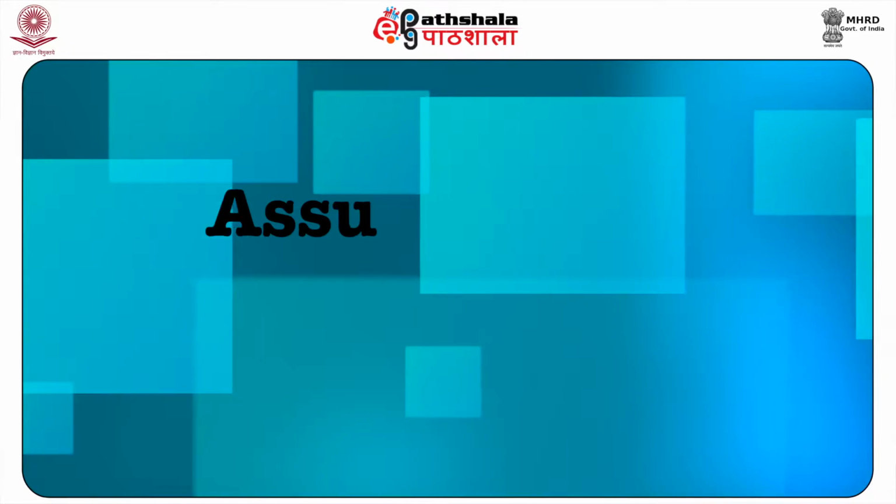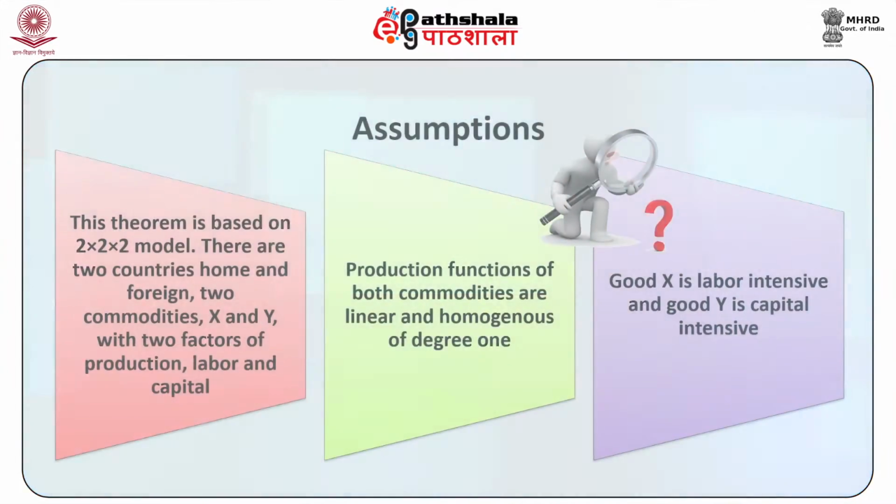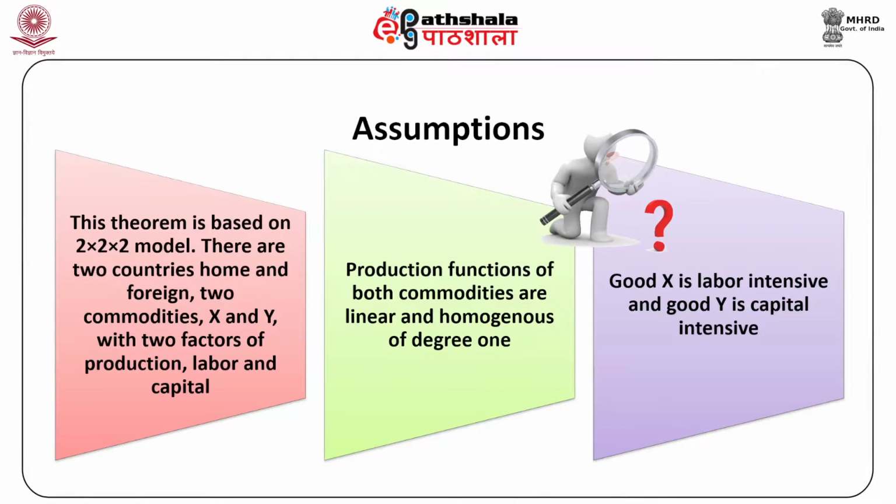Stolper-Samuelson explained that under certain restrictive assumptions, a tariff can raise both relative and absolute income of the relatively scarce factor of production and lowers that of abundant factor. Assumptions. This theorem is based on several assumptions.